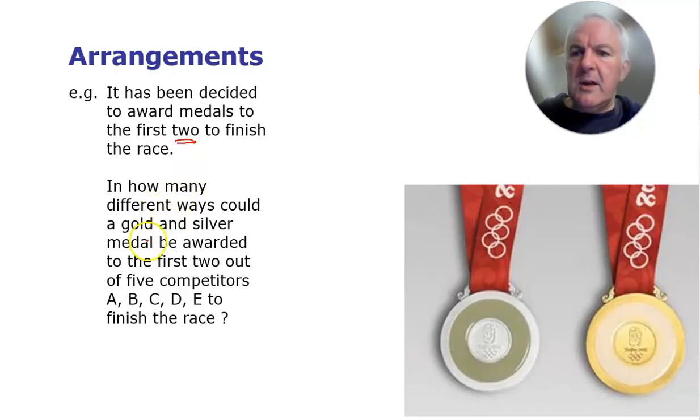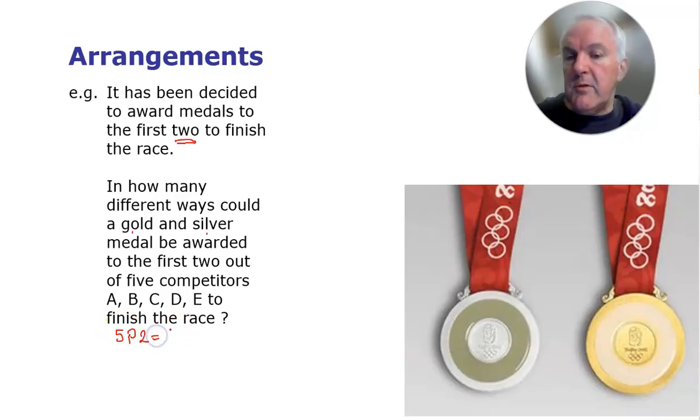And how many different ways could I give out the gold medal and the silver medal? Perhaps I lost the bronze medal on my way to the event. But you see, I've only got 2 medals, so how many different ways can I do it? Well, effectively, I've got to permutate, which is the posh way to say it, I've got to arrange 2 of them out of the 5. And the way I'm going to do that is 5P2.